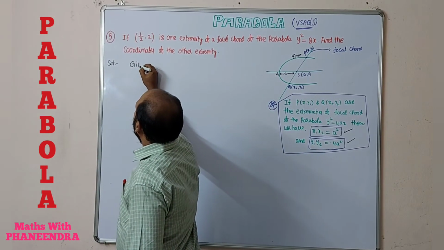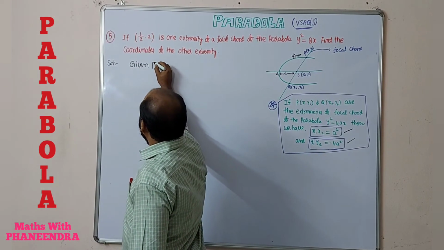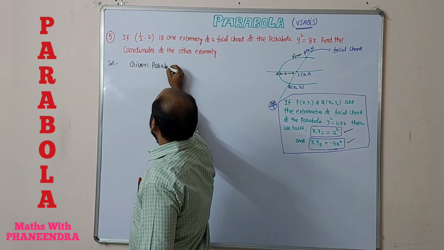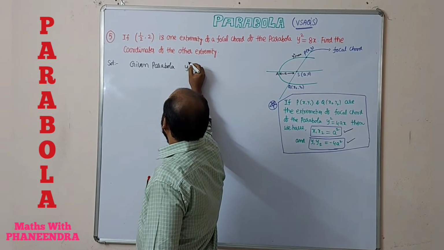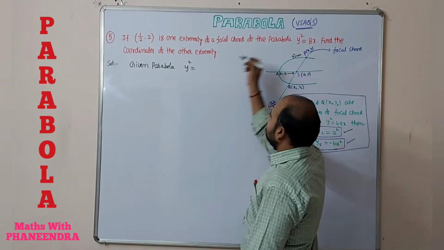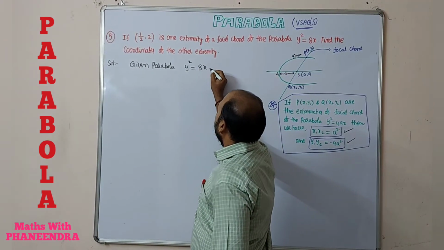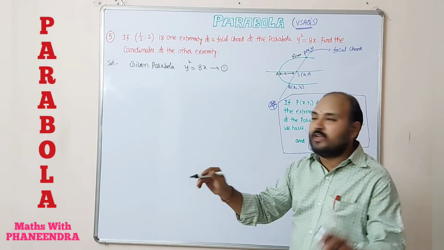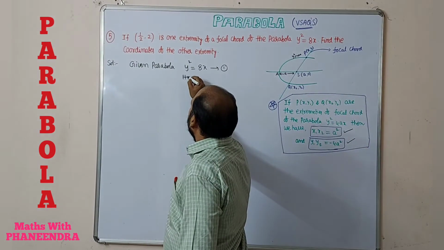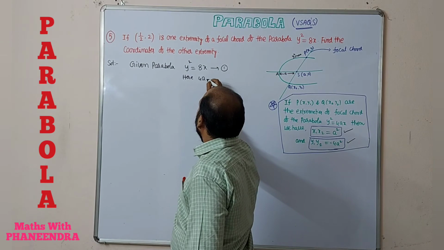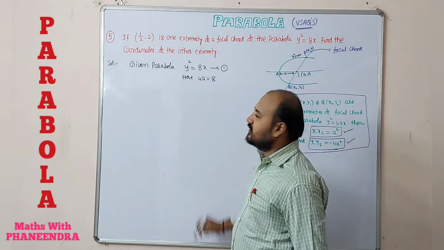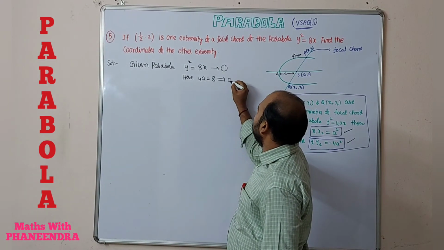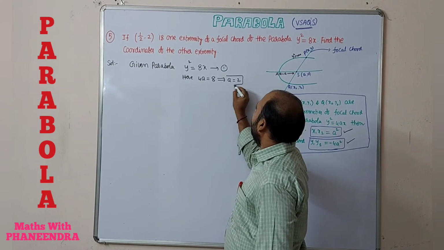Given equation of parabola, y square is equal to 8x. This equation you have to compare with y square is equal to 4ax. That means here 4a is equal to 8. Am I right? Yes. That implies a is equal to 2. A value we got it.